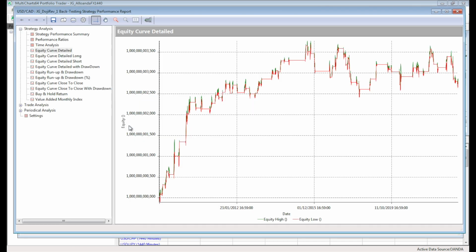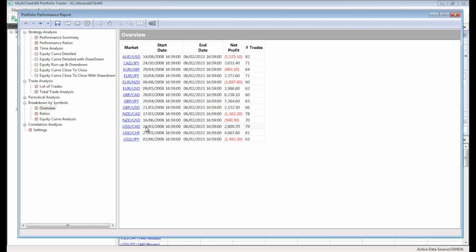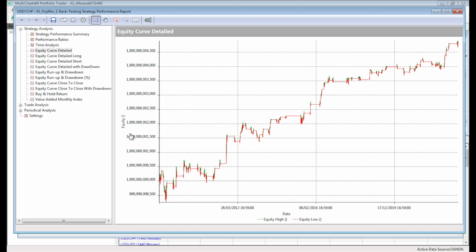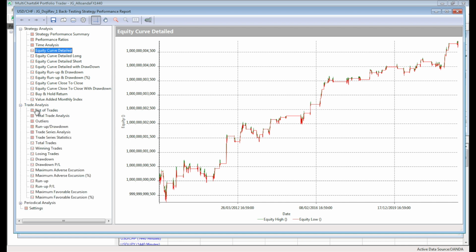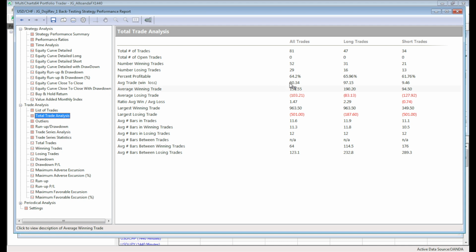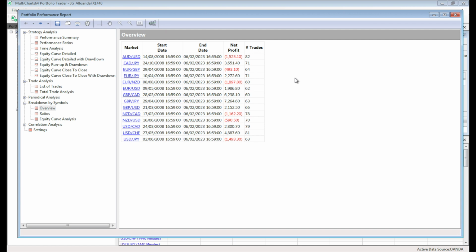US dollar, Canadian dollar. Equity curve similar to last time. They had that good early period, and then just sort of went flat over the last few years. US dollar, Swiss franc, that was working well last time, and we've got another nice equity curve. That's good. I suspect a decent average trade. Yeah, 60 pips. That's really good. 64% profitable. And US dollar, Japanese yen, not making money this time round.